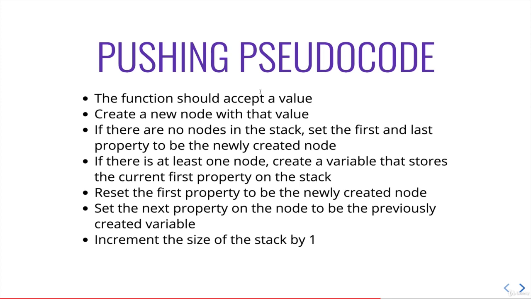Anyway, we'll define a function called push, and it should accept a value and create a new node with that value. If there are no nodes in the stack, set the first and last property to be that new node. If there is at least one node, create a variable that stores the current first, and then reset the first to be the new node. And then all we need to do is connect everything together. So set the next property on the node to be the previously created variable, and then increment the size by 1.